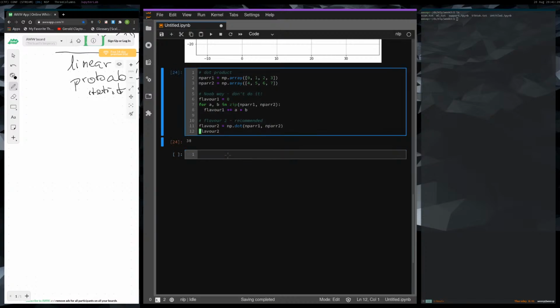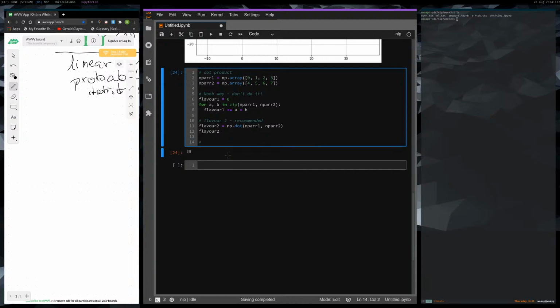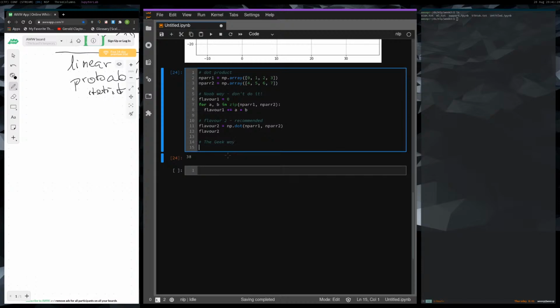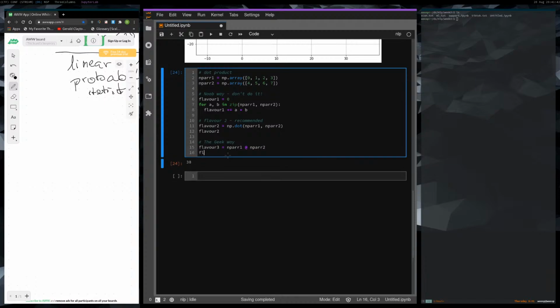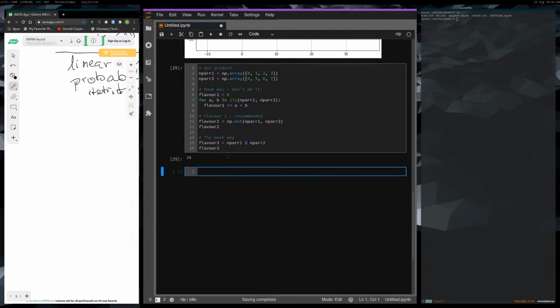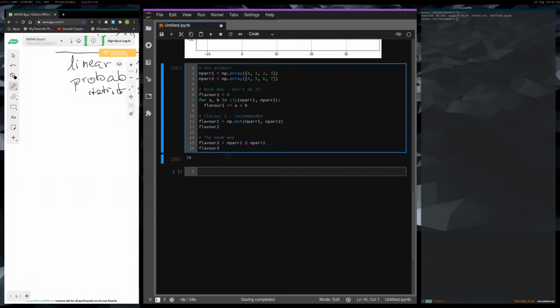Okay, flavor 3, also very important. Let's call it this because you don't see it very much, and you should. Flavor 3 is np.array1, and we put an @ sign there, and we get 38 as well. So an @ sign also gives us the dot product of the two vectors.